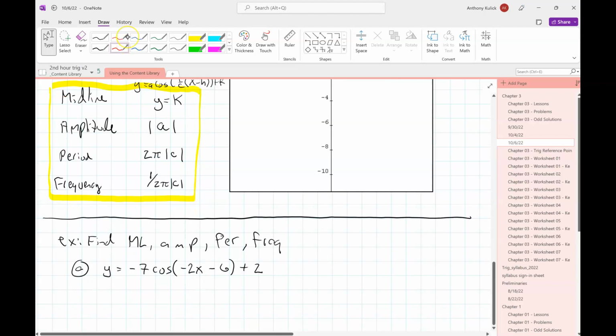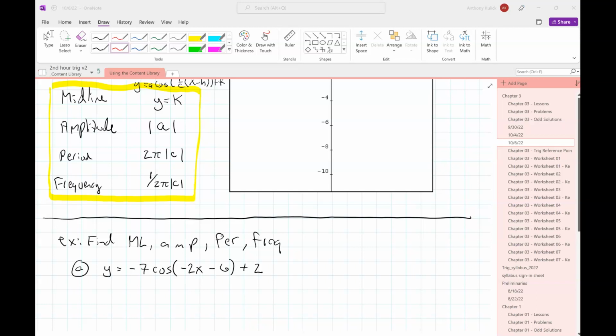So let's say that we have the function y equals -7 cosine of -2x minus 6 plus 2. And we want to find the midline, amplitude, period, and frequency for this function. What do we need to start by doing? Got to find the values for A, C, H, and K. Very good.